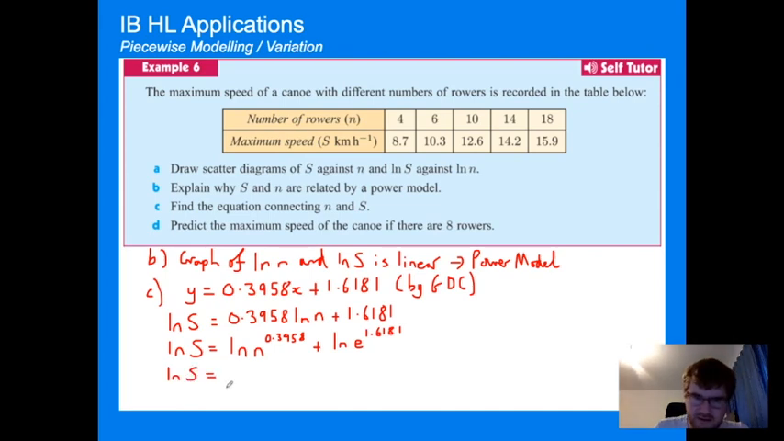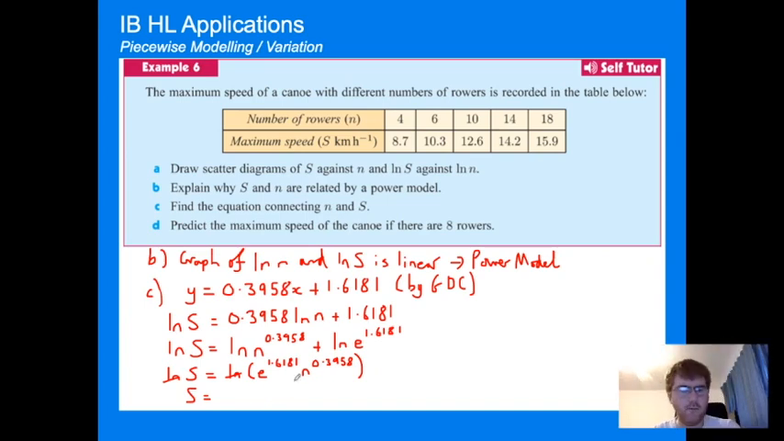Hopefully everything's going to fit in. I'm confident it will. So we get e to the power of 1.6181 n to the 0.3958. Now we can essentially cancel the logs, because you've got log this equals log this. And I'm going to work out now this number here, so e to the power of 1.6181.